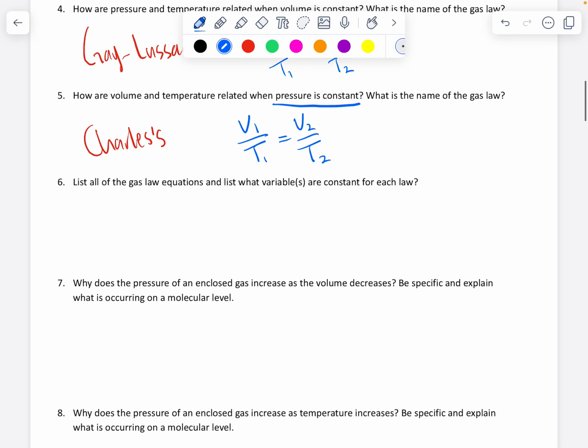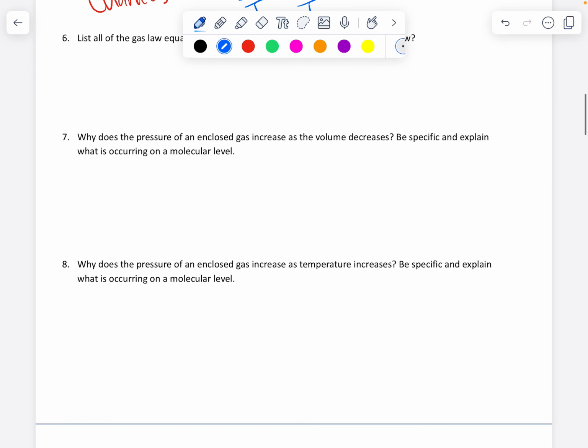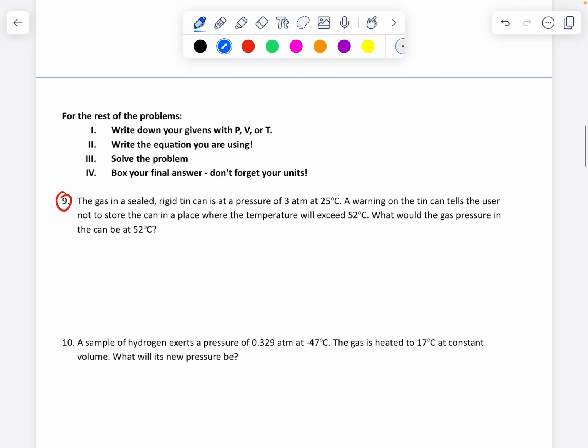Okay? All right, so I'm going to be skipping over these questions, and I'm going to do some calculations now, finally. Great. For the rest of the problems, we got 4 parts. Part 1, write down your givens with P, V, or T and their corresponding units. 2, write the equation you're using. Number 3, solve it, obviously. And number 4, box your final answer. And don't forget your units, right? No naked numbers. Let's give them some clothes.